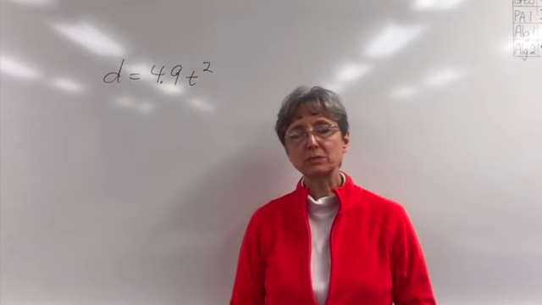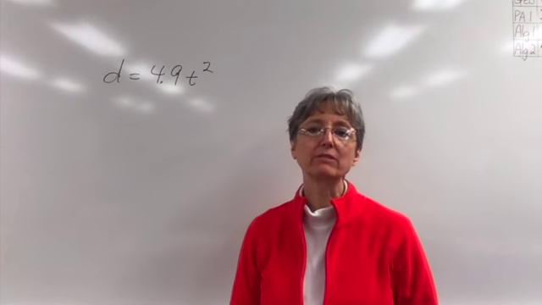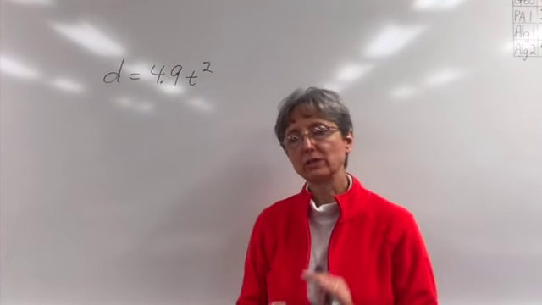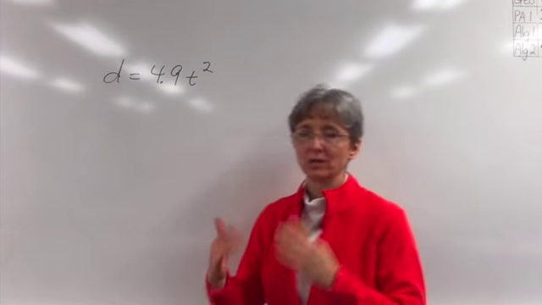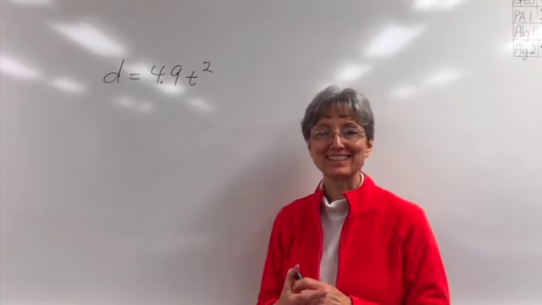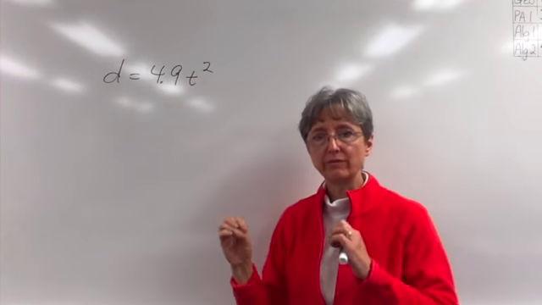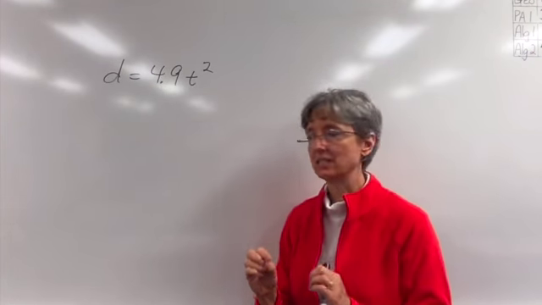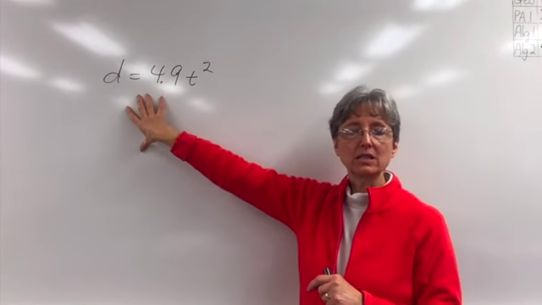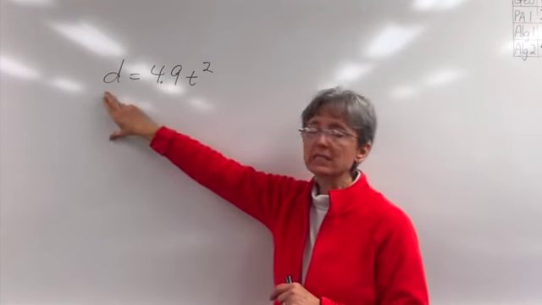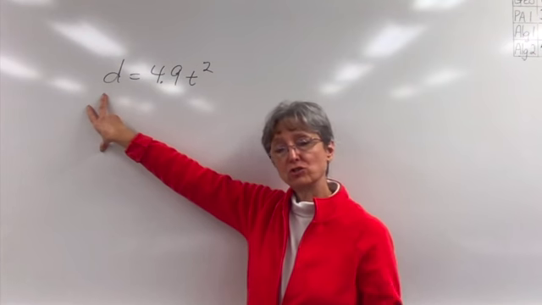Okay, now I want to explain something to you that can be confusing to students. So listen carefully. If you're zoning out, wake up on this video and listen carefully. When you're dealing with formulas that show variables that represent real entities, for instance, this is a formula for the distance a diver jumps off a cliff.